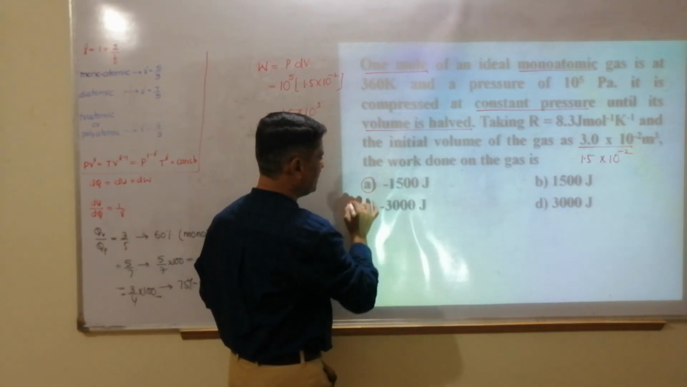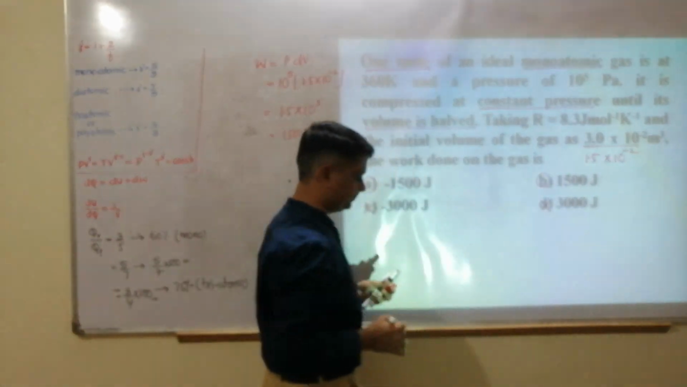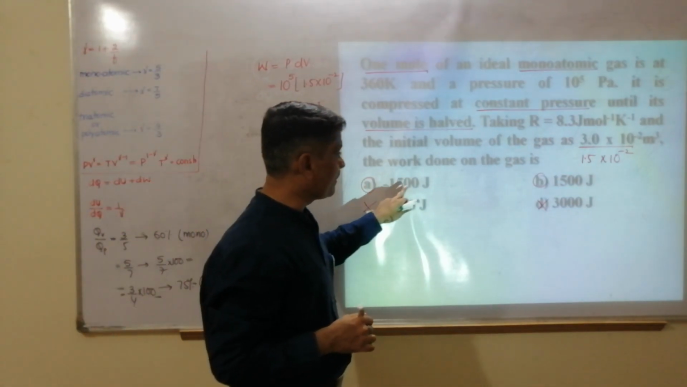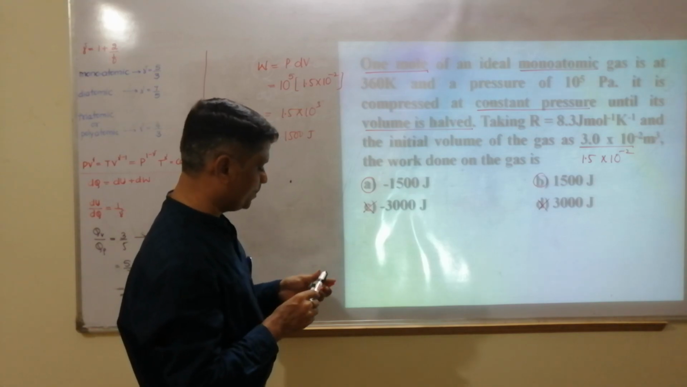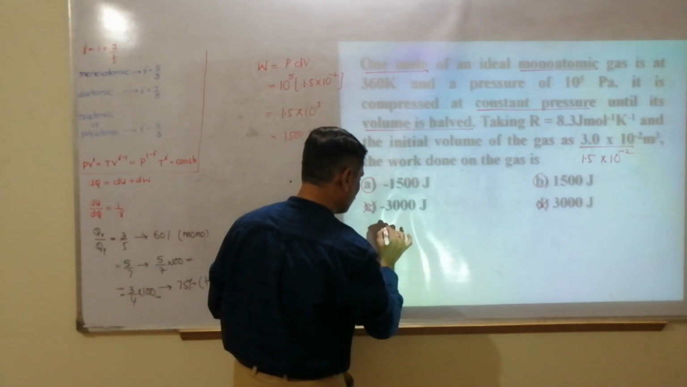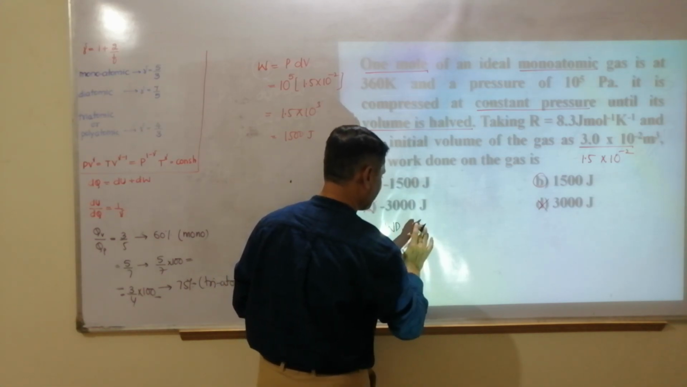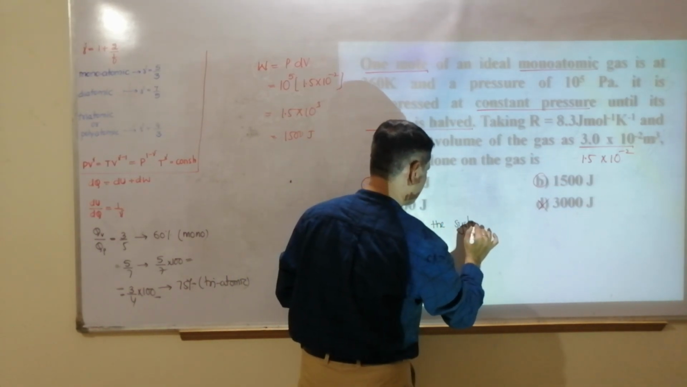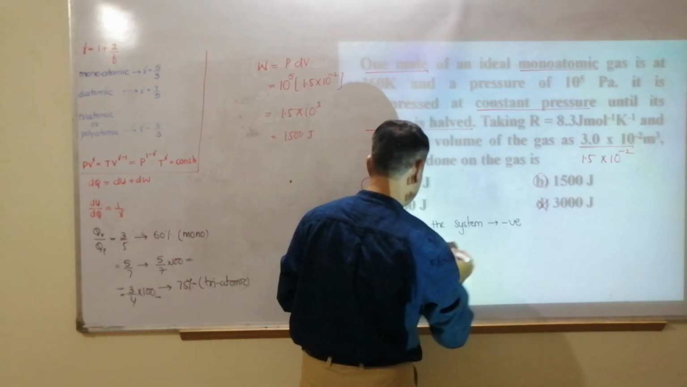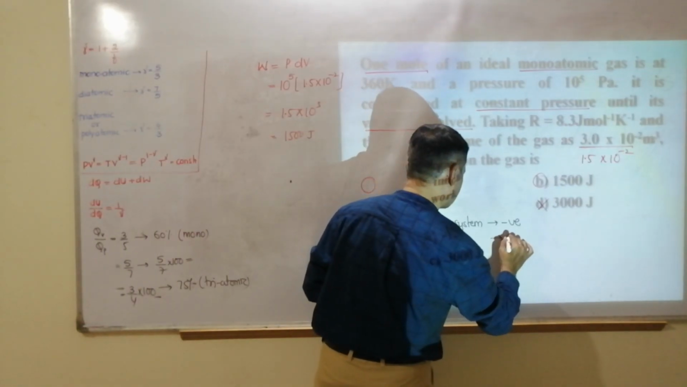So the answer is either this or this. Directly C and D are cancelled. But the problem is whether it is minus or plus. We know that a very important phrase to be remembered is work done on the system. Work done on the system is taken as negative. Work done by the system is taken as positive.